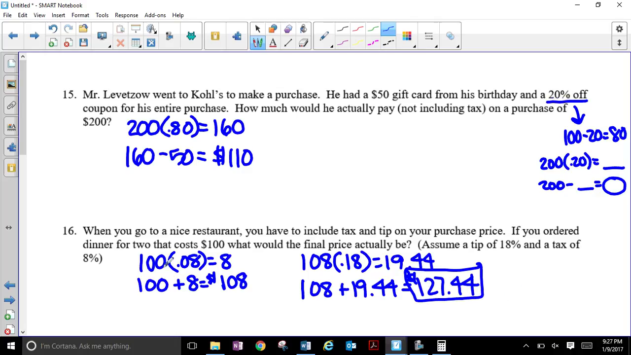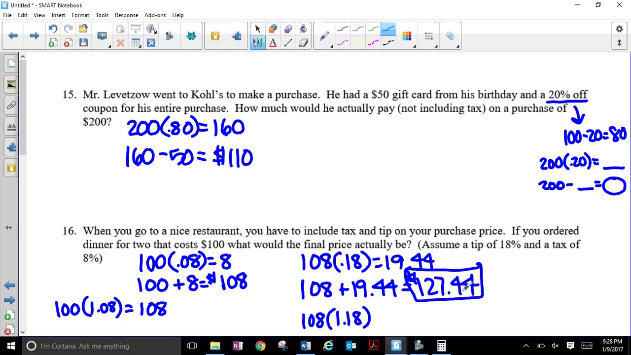Another way you could have done this, if you would have done 100 times 1.08, you would have gotten to this 108 faster. Because the 1 means we take all of that $100 and then we're adding the 0.08 to it right away. Same here. If you would have done 108 times 1.18, you would have gotten to the 127 faster. Now, if you did it the way I did it, it's a little longer, but that's okay because you still get the right answer. So you do whichever way makes sense to you.